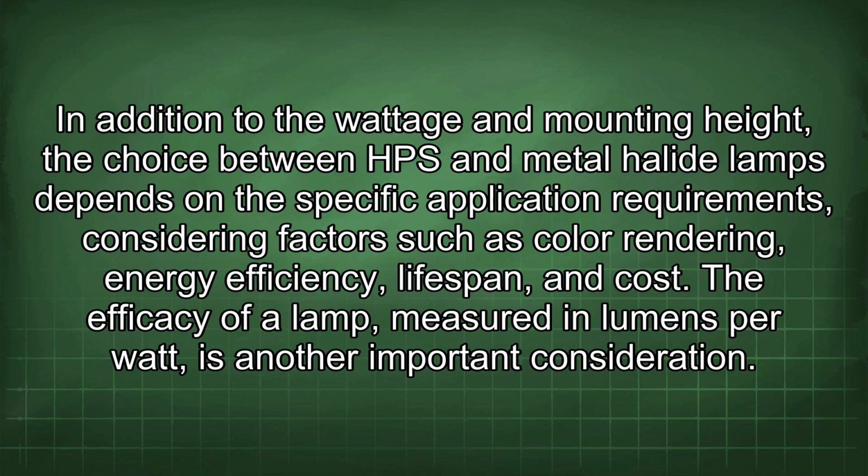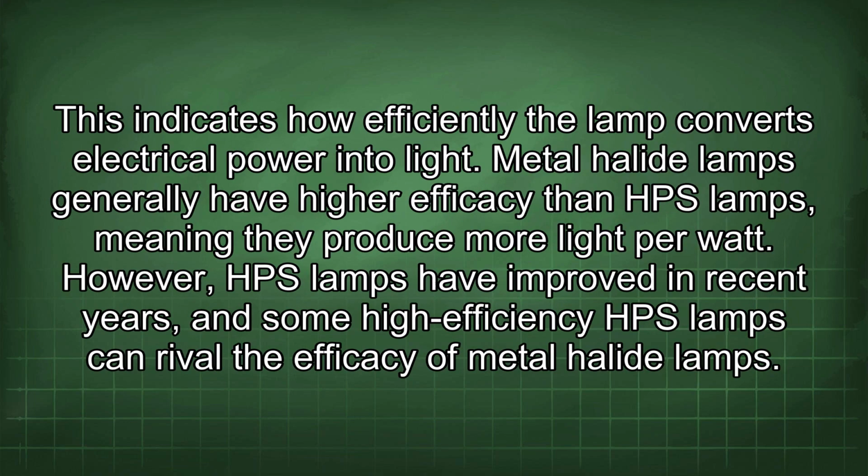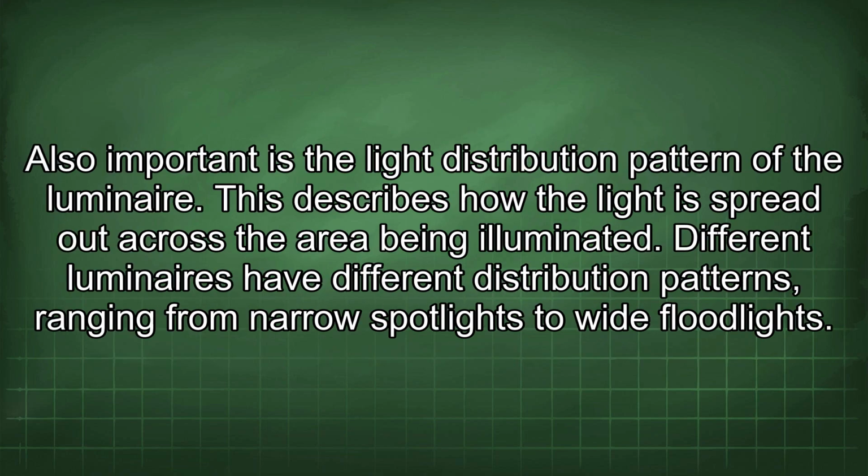The efficacy of a lamp, measured in lumens per watt, is another important consideration. This indicates how efficiently the lamp converts electrical power into light. Metal halide lamps generally have higher efficacy than HPS lamps, meaning they produce more light per watt. However, HPS lamps have improved in recent years, and some high-efficiency HPS lamps can rival the efficacy of metal halide lamps.